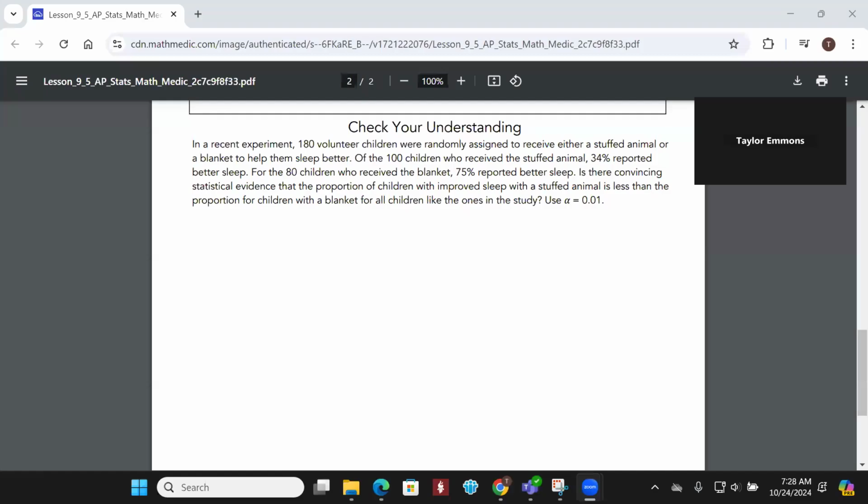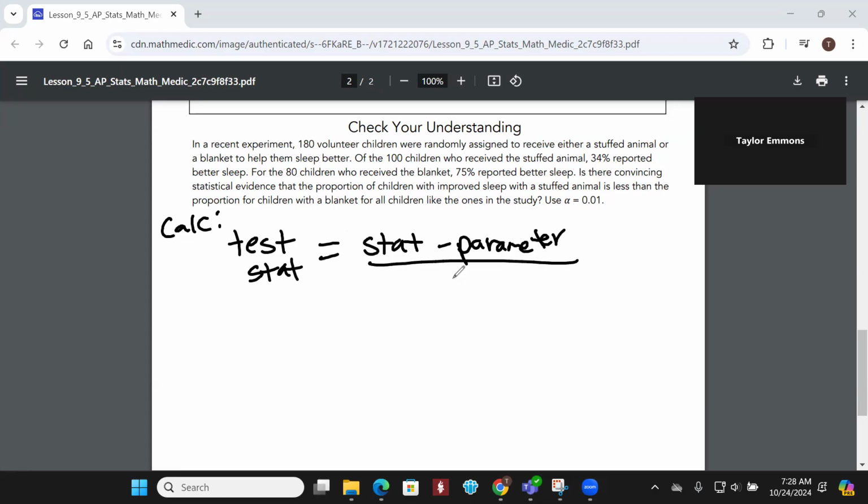And we did the choose and the check. Okay, so then on the calculate, remember you want to do the test statistic is equal to the statistic minus the parameter, divided by the standard deviation. You want to say the general formula, and then you want to get specific.